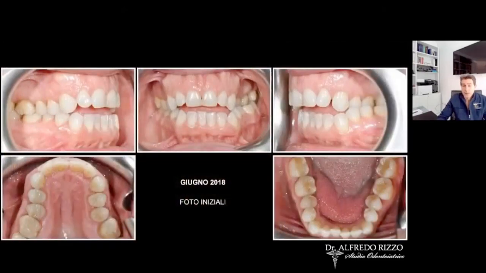Another peculiar case. All of my patients are peculiar and special, but I have chosen the most special ones. This is a surgical case. All of these patients have refused to undergo surgery for what seems to me clear reasons.